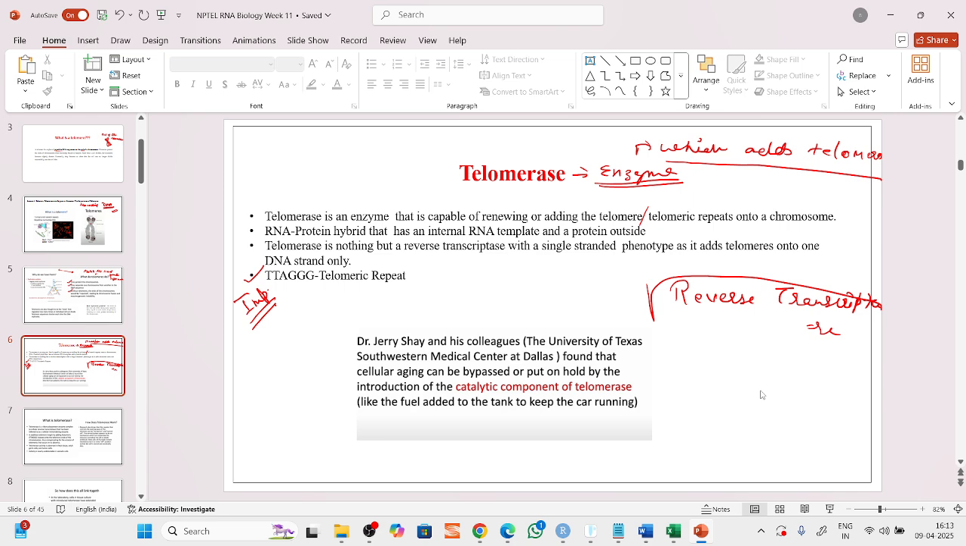So how can this happen? This can happen when the telomerase enzyme is always active, and this telomerase enzyme is in a way always renewing the telomeres, and therefore the cell never dies. So what is written over here? That cellular aging can be bypassed or at least put on hold.